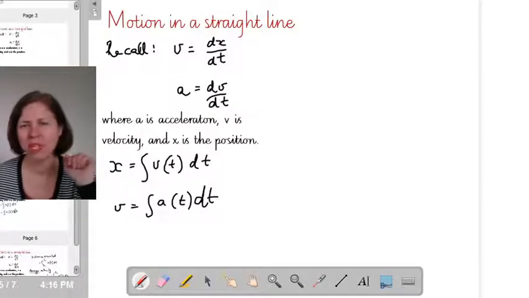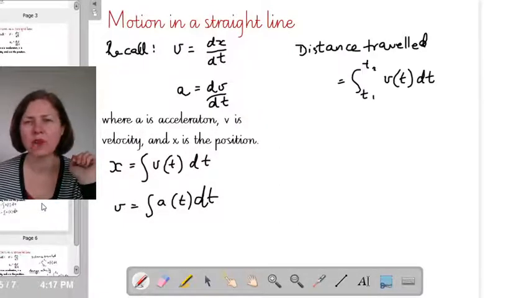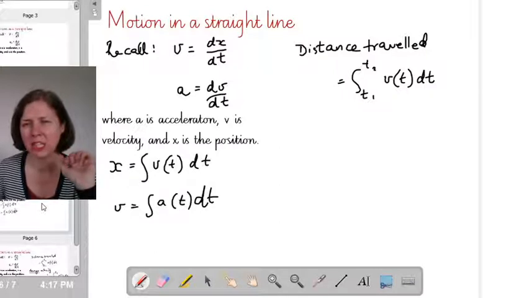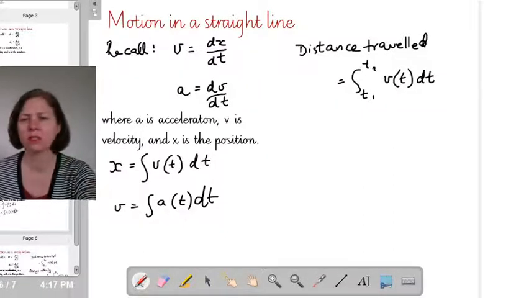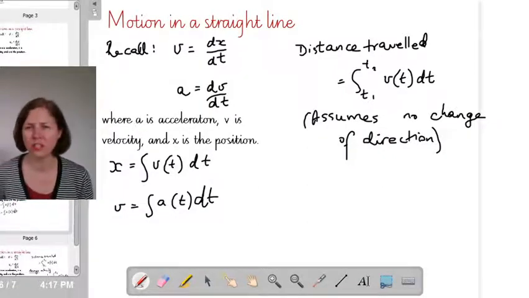But that's not all that we can do with motion in a straight line problems. The next thing we want to look at is the distance travelled. Now, the distance travelled is not the same thing as the position. We have to be really careful about this because this assumes that we haven't changed direction. So I should pop that in. Okay, there it is. It assumes no change of direction.